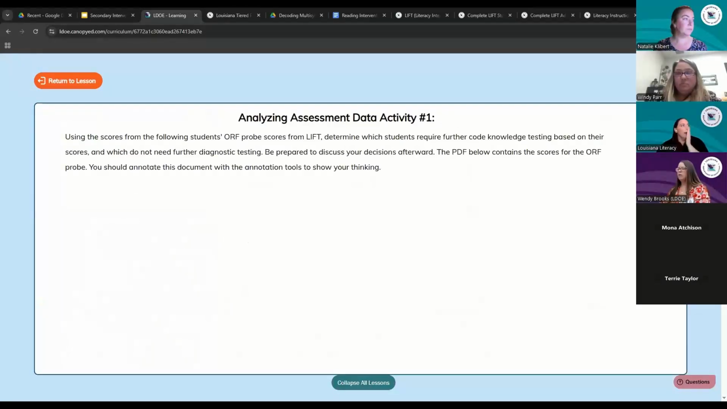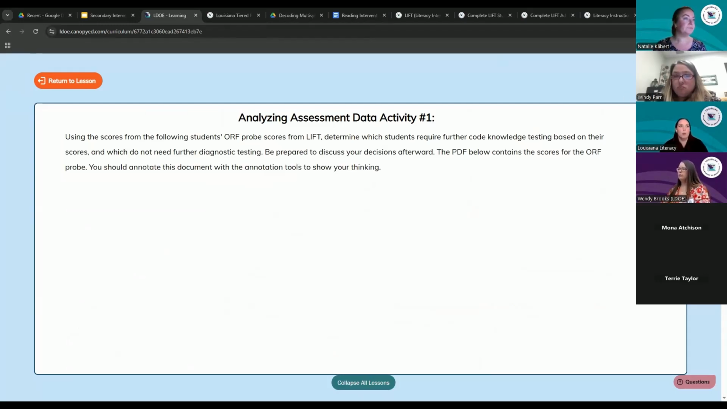So you're going to use some scores from a student's oral reading fluency probes from LIFT. Again, I'm using LIFT because it's the free one that we've gone through. Determine which students require further code knowledge testing based on their scores and which do not need further diagnostic testing. So they've all taken this screener. I'm giving you their screener data. You need to tell me if they need further diagnostic testing from their oral reading fluency probe. And that's all going to be in this PDF right here.